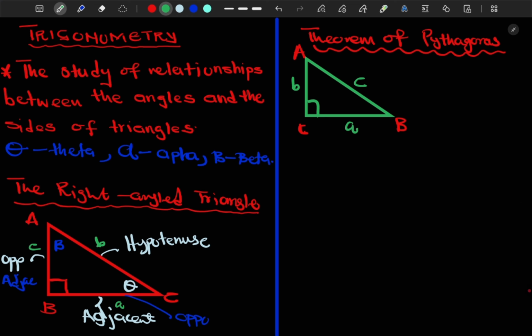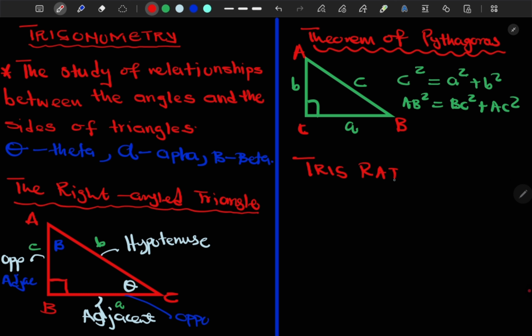So the theorem of Pythagoras states that c squared equals a squared plus b squared. Some may choose to say AB squared equals BC squared plus AC squared. Okay, after this, we may go to trig ratios, or trigonometric ratios in full. But I'll shortcut it and write trig ratios.